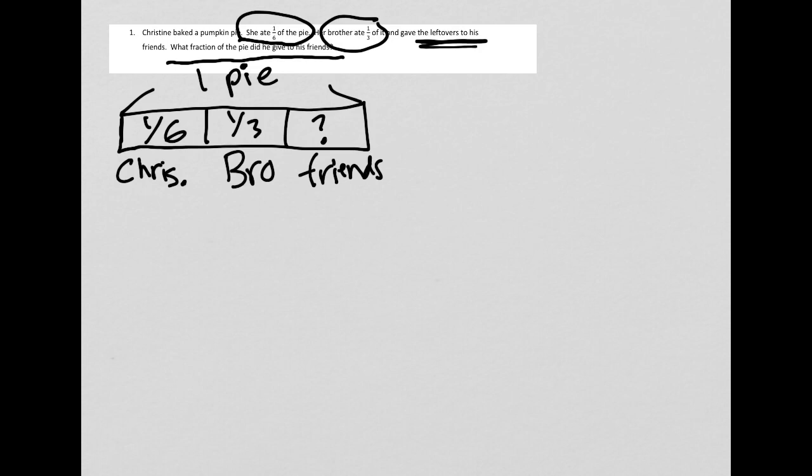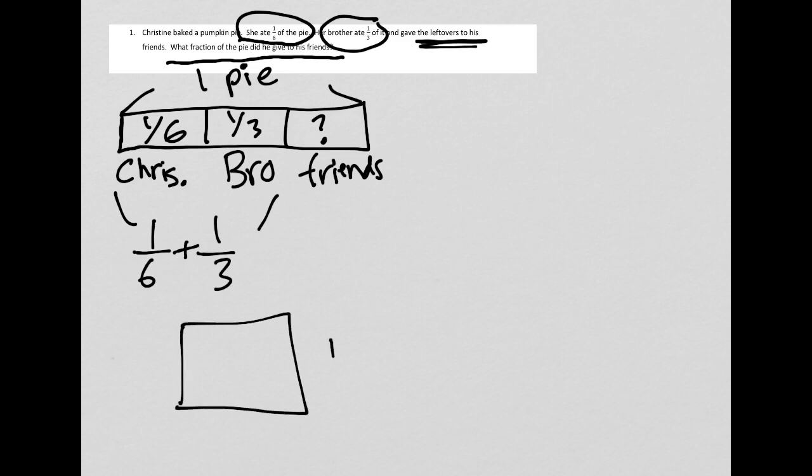So we know that combined together, Christine ate 1/6, the brother ate 1/3, and then the rest of it went to his friends. So we can figure out how many went to his friends by doing some addition and some subtraction. So we can add 1/6 and 1/3 together to figure out how much Christine and her brother ate, and then we can think of what the leftover is. So we want to add up 1/6 and 1/3 to figure out what's going to be left over. So adding 1/6 and 1/3, we're going to do with our rectangular fraction models.